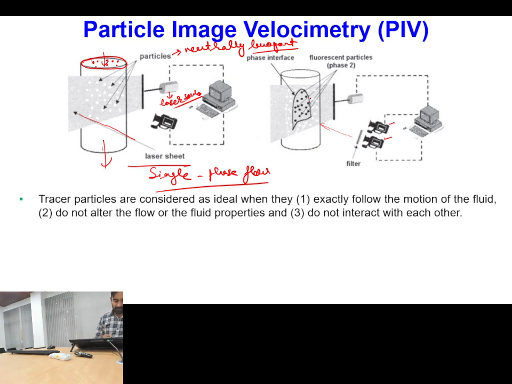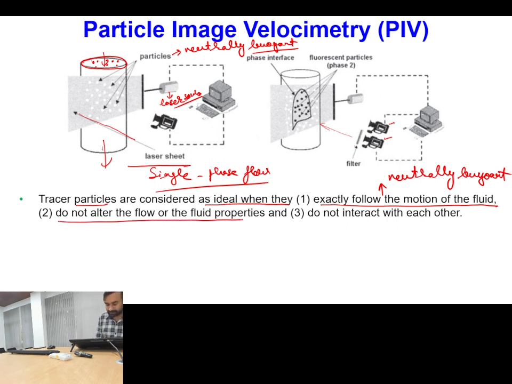Now, the basic setup includes tracer particles, and these tracer particles will be considered ideal only when they exactly follow the motion of the fluid. And the particles which exactly follow the motion of the fluid are called neutrally buoyant particles. So that is the first condition. The second condition is: do not alter the flow or the fluid properties.